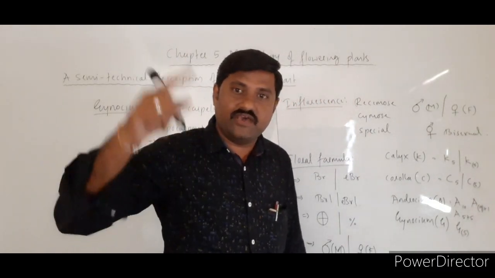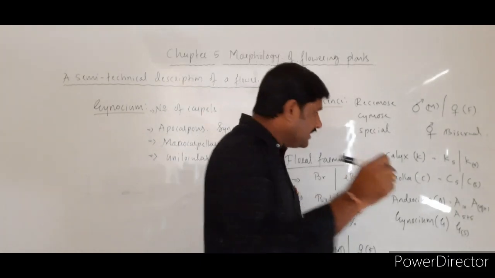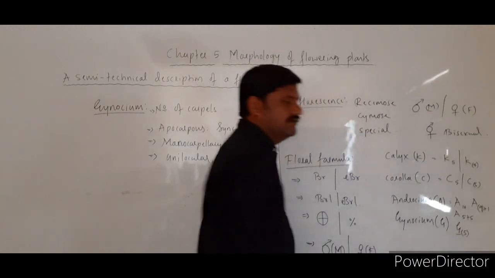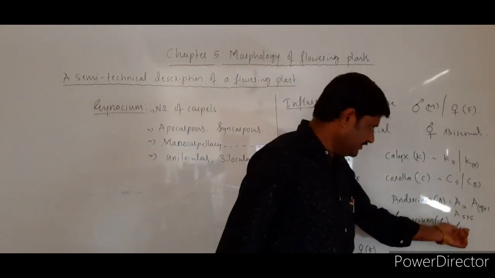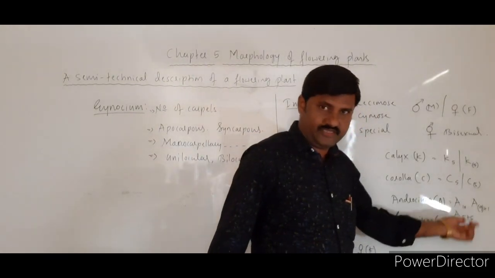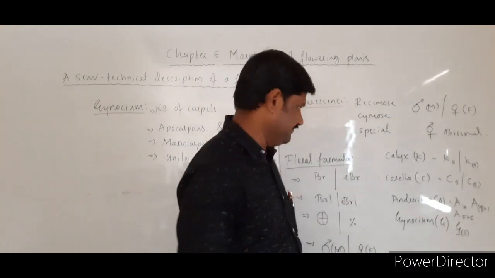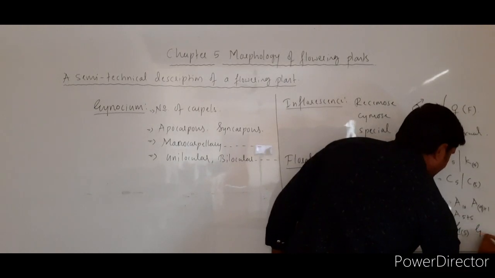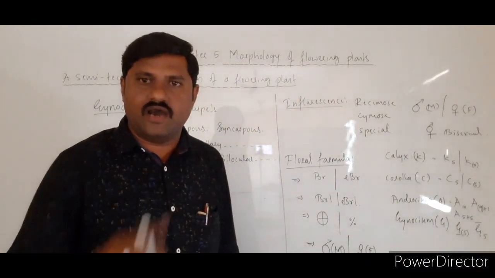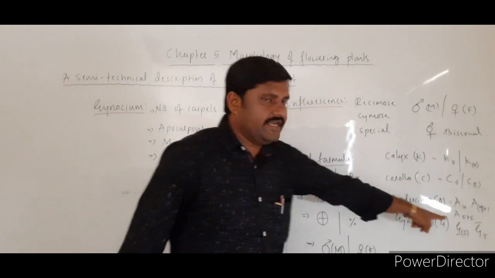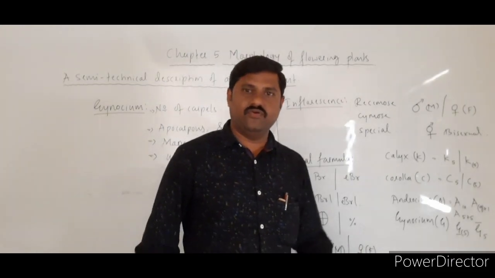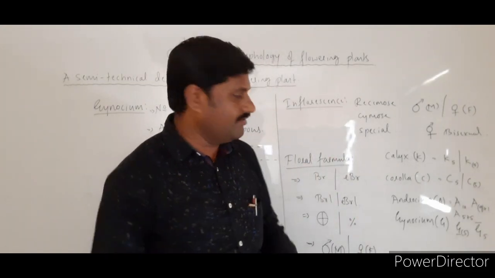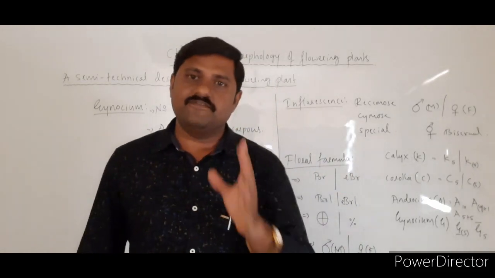Then whether the ovary is superior or inferior, how to indicate that one? Under this G, you put a mark like this. What does it indicate? The ovary is superior. G is superior, that is the ovary is superior. If you write this G, carpels are 5, they are free, and above the G if you put one hyphen mark, then what does it indicate? It indicates the ovary is inferior. So this is how symbolically we are going to describe the flower.